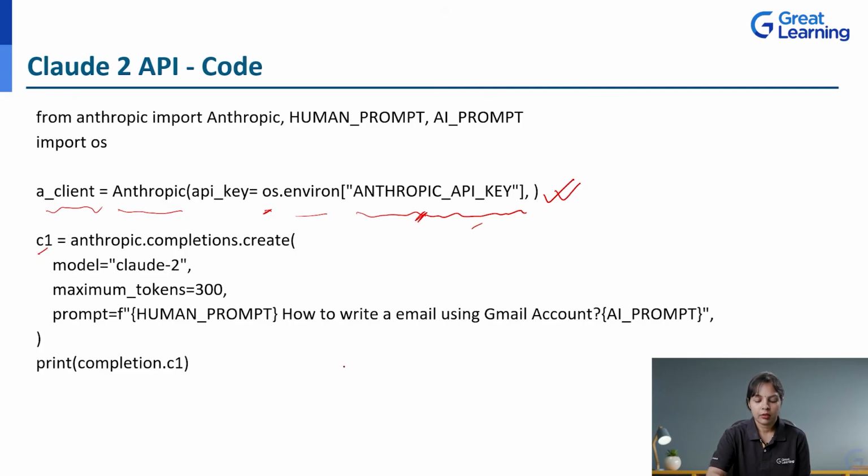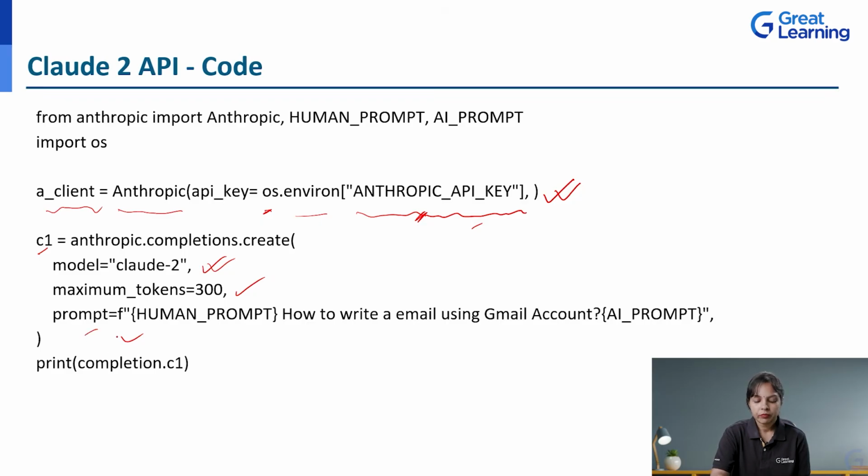Anthropic.completions.create, and in the round brackets, you have to provide the model name, the maximum tokens and the prompt. So the model is Claude-2. This is fixed, you cannot change that. The model will always be Claude-2. Maximum tokens you can change, give it whatever you want. So 300 is the value I have given here.